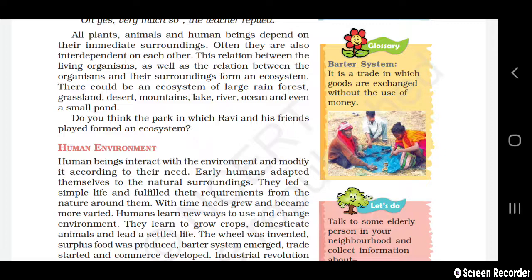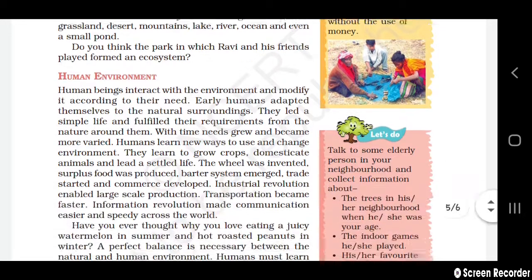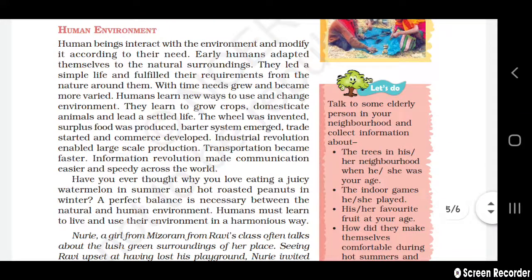Barter system. As you know, it is a trade in which goods are exchanged without the use of money. Next, human environment.